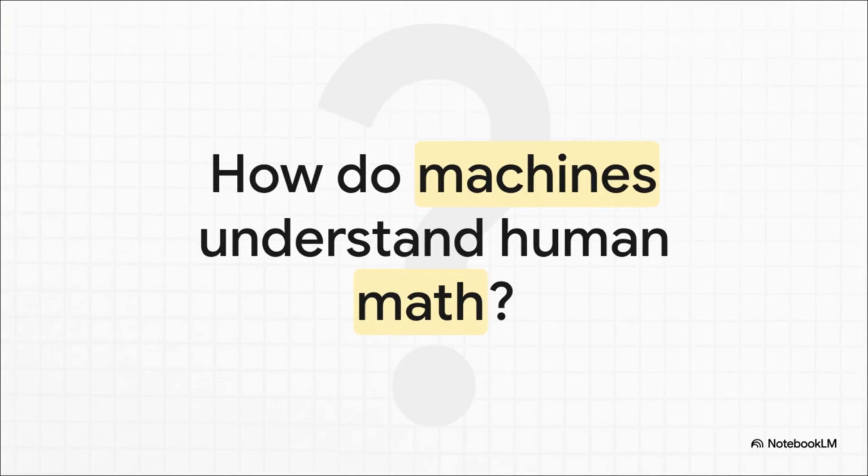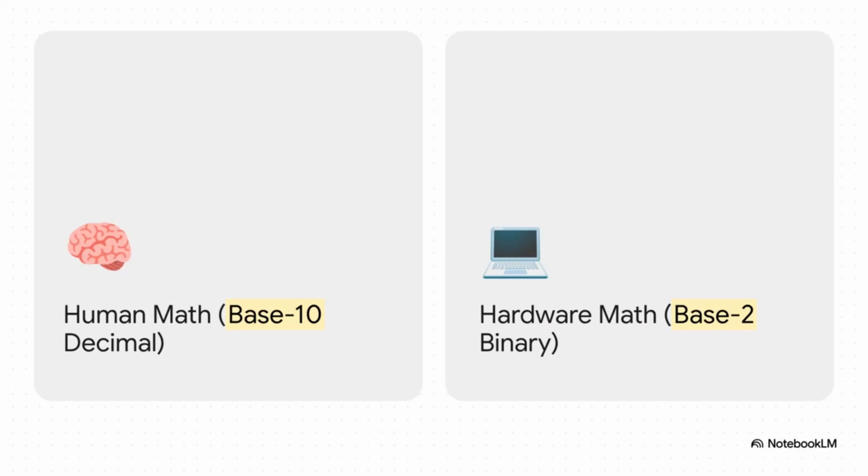It all really starts with one massive, fundamental question. How in the world do we bridge the gap between abstract human numbers, the numbers you and I use every single day, and cold, hard, physical, electronic hardware? Well, this is exactly why binary is the natural language for computers. We humans use base 10 decimal, right? Probably because we have 10 fingers.